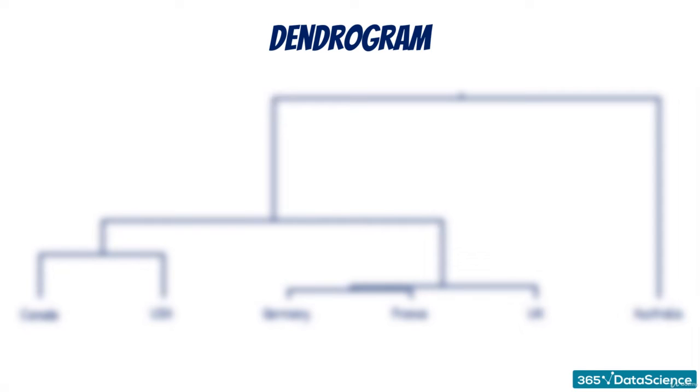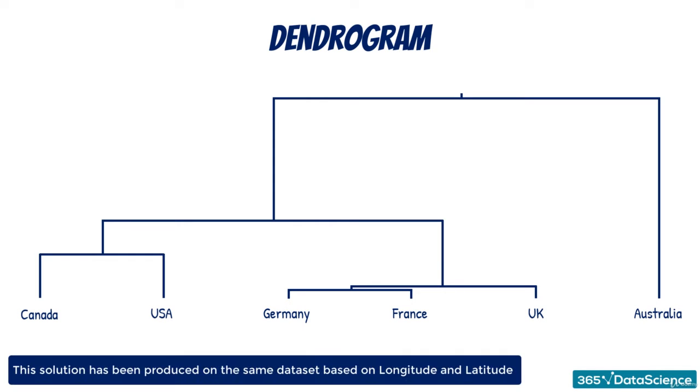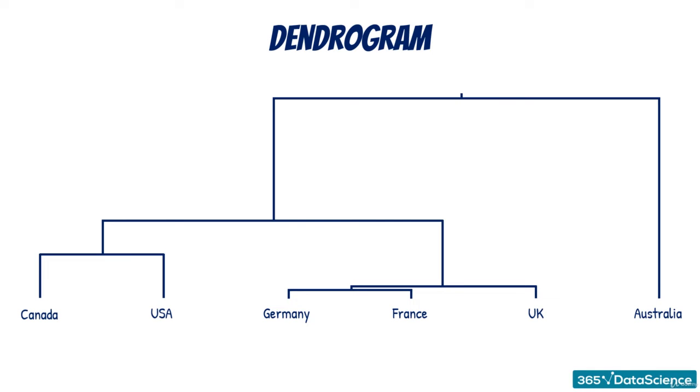Let's explore a dendrogram and see how it works. Here is the dendrogram created on our country cluster data from the first lectures. We've chosen this example as you know it so very well. This solution has been produced on the same data set based on longitude and latitude, and we have standardized the variables. By the way, standardization did not make a difference in this case.